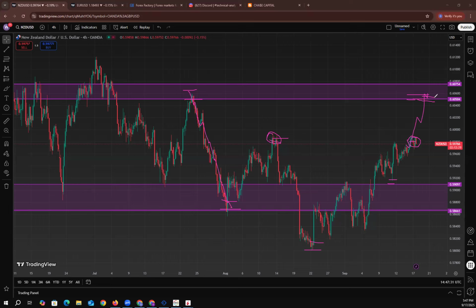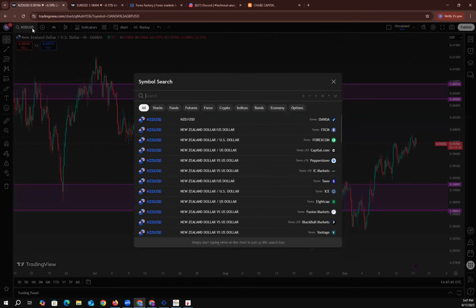If you're looking at a weaker dollar, then you're expecting a pair like this to push all the way to the upside. So let's wait and see how price reacts to this tonight. Then you have a pair like USD CHF.